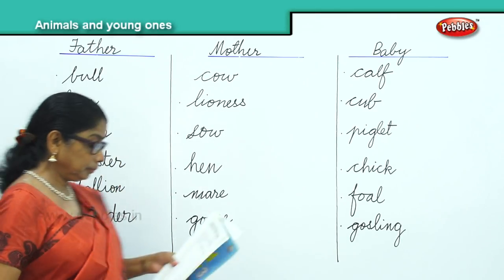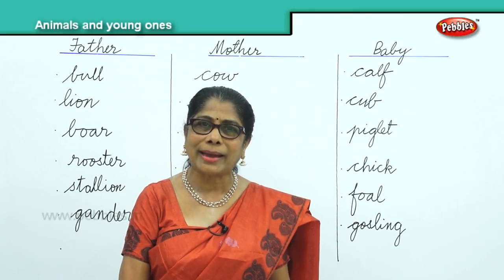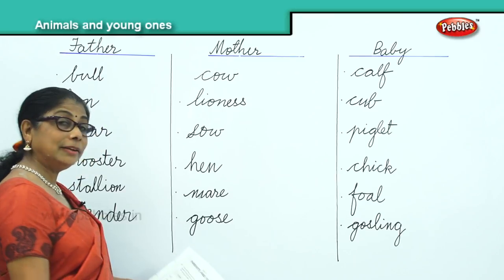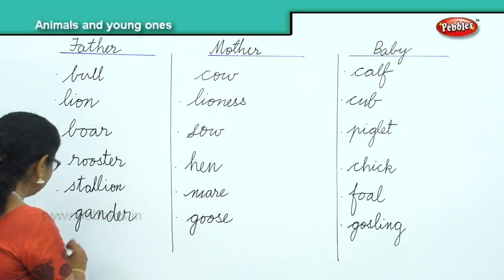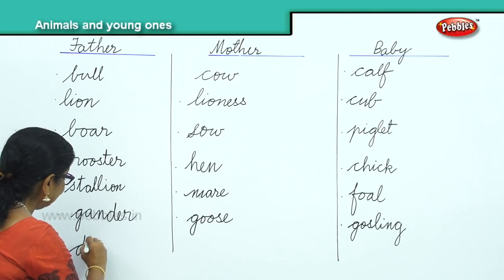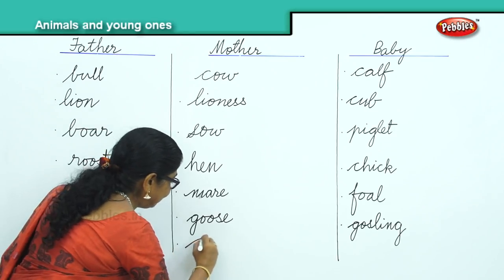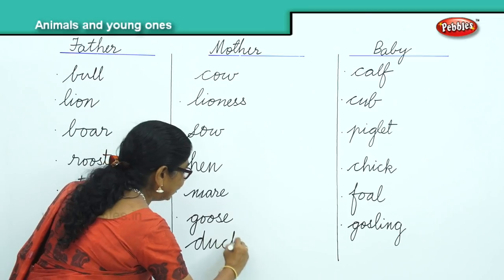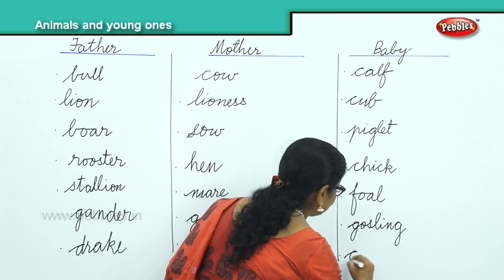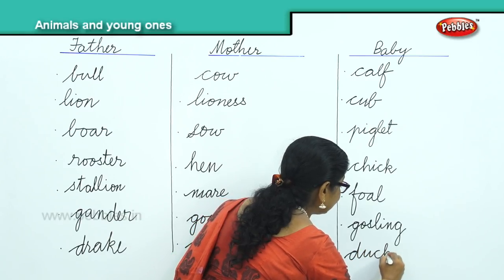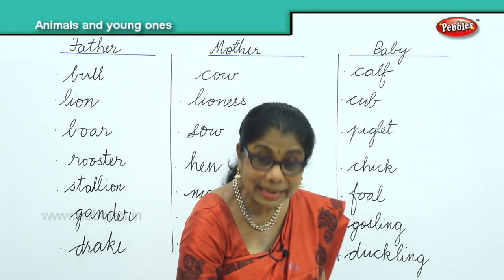One more. Let's talk about the duck. What did the duck say? Quack, quack. Now, duck is the female. What is the daddy, the father? Father is called drake. You have drake, the male, and the duck is female. And the baby of the drake and the duck is duckling. Let's learn to read these aloud.